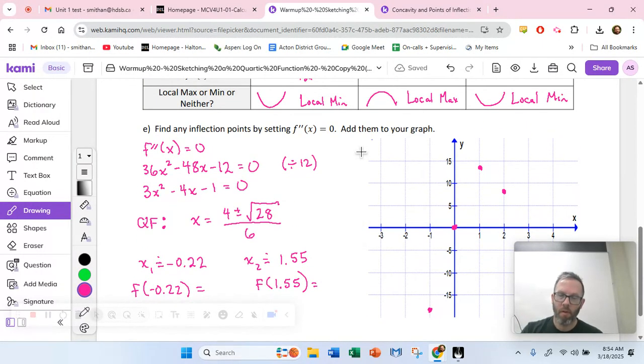All right. Oh, that's not going to be fun to plug in. Okay. If you guys want to do the 1.55, I can do the negative 0.221.